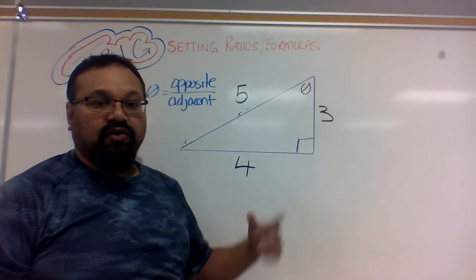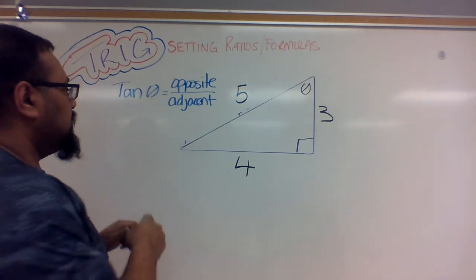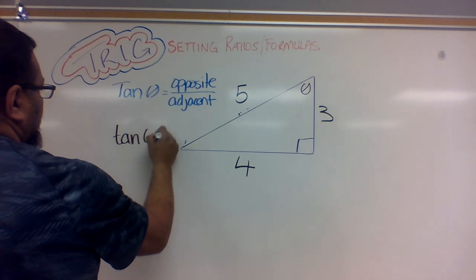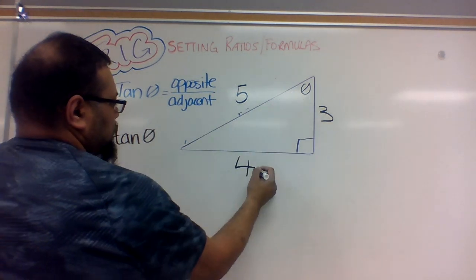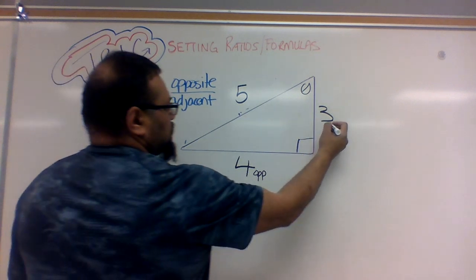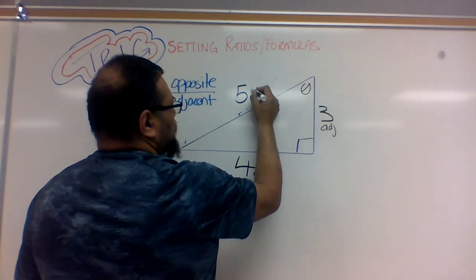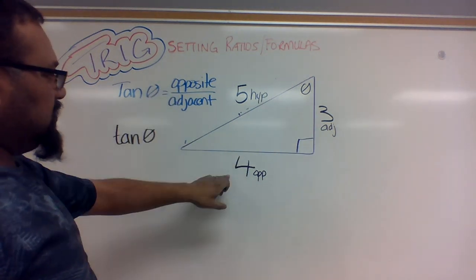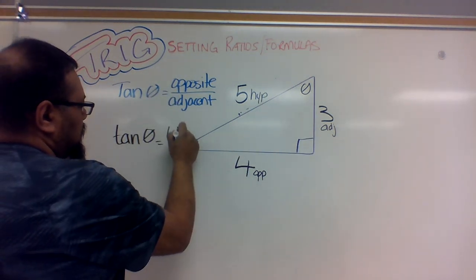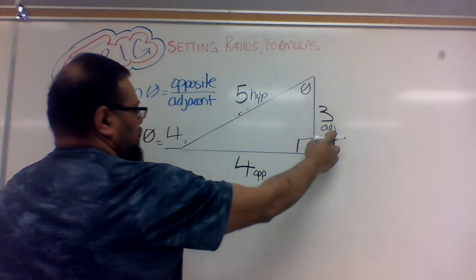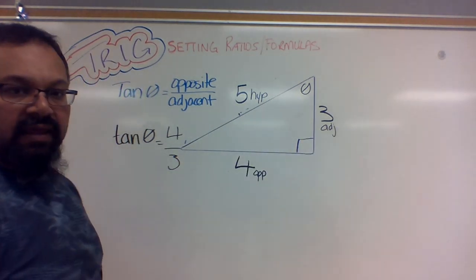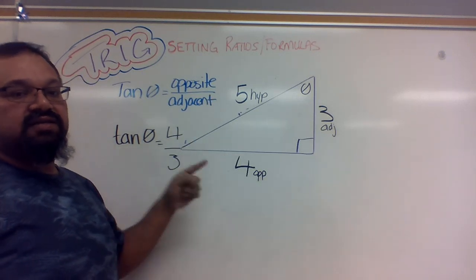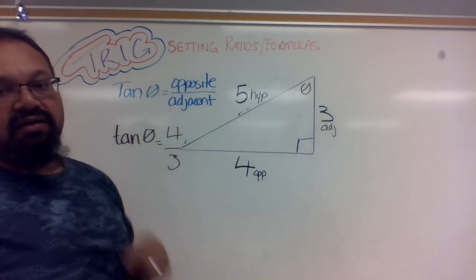To set this up for using tangent, the tangent of theta is going to equal the opposite side. So this is opposite, this is adjacent, this is hypotenuse. You need to put the opposite side over the adjacent side. And then we'll go through in one of the other videos what to do to calculate from there to get the degrees, or the angle that is.